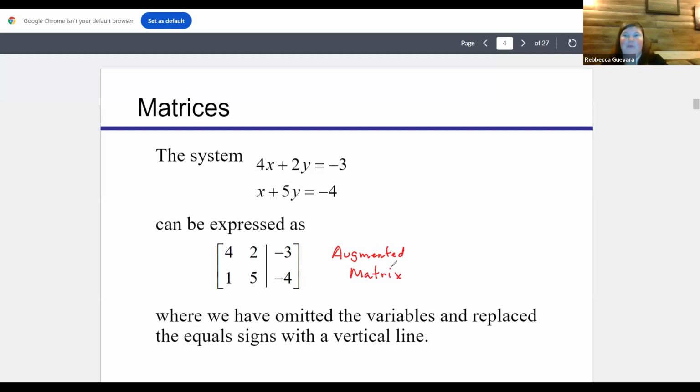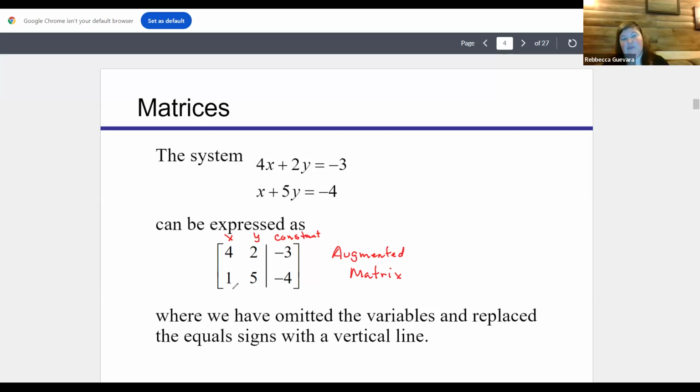We're not expecting you to know everything about a matrix. We're just trying to give you some ideas. How we use matrices is with these systems of equations. What we do is we make it x, y, constant. So to place this in a matrix, we write this as 4, then 2, then -3.